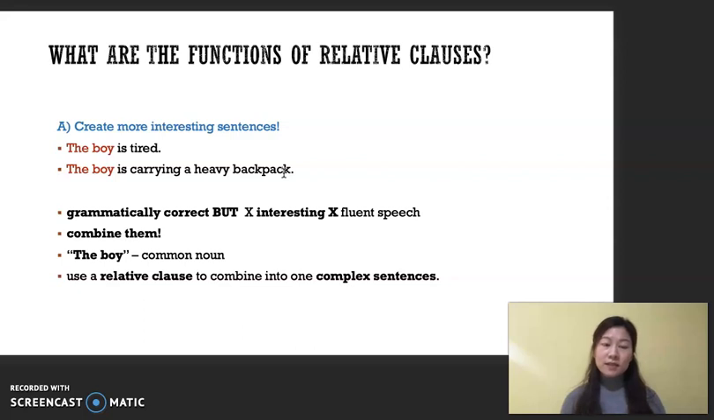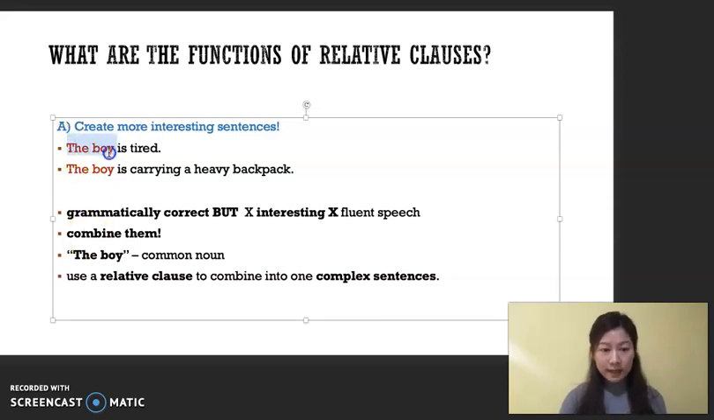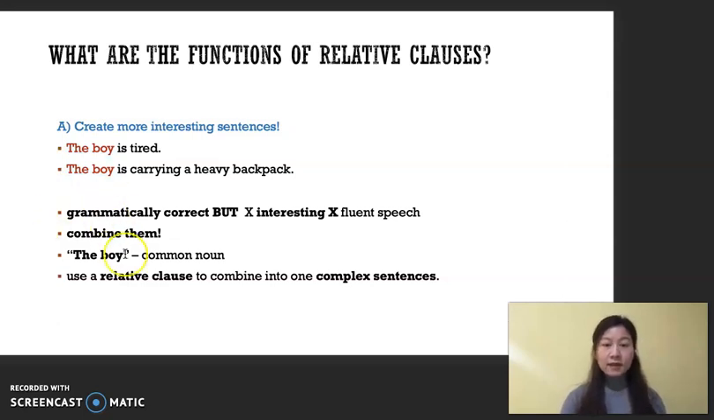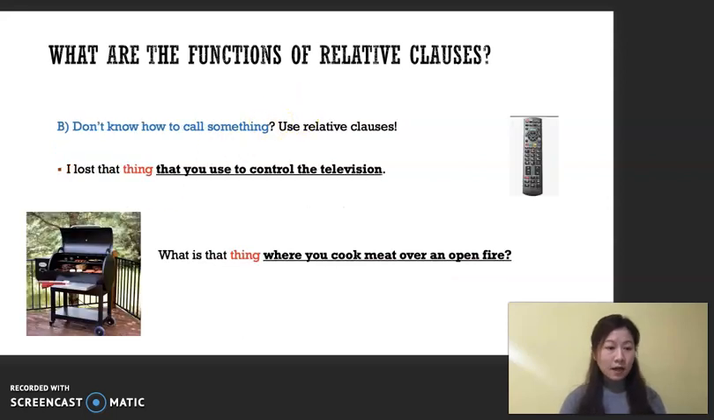Using relative clauses actually helps you combine these 2 less interesting sentences here. Since we have the common noun here, the boy, we can do that. And when we do that, we actually create a complex sentence which you can use in your writing. That would boost your writing mark. So let's look at how.